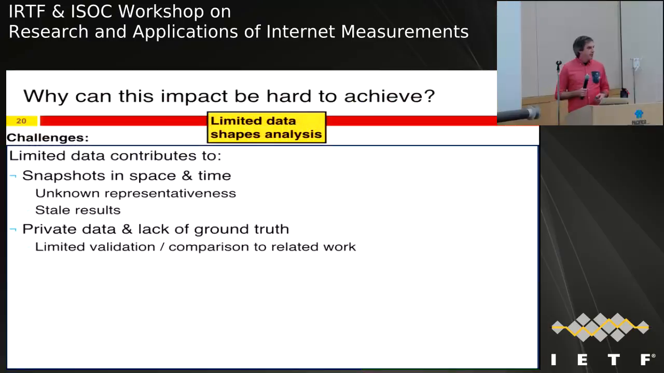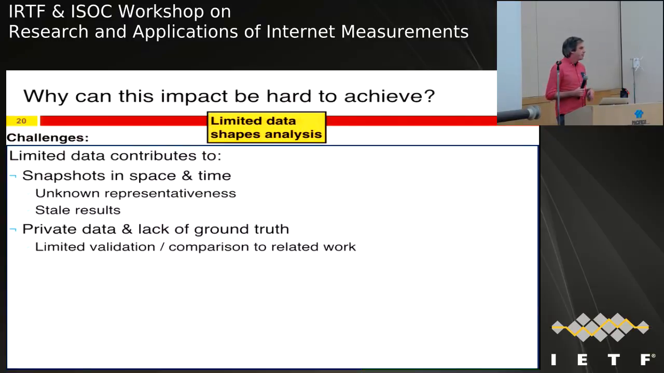For operational practice and standardization, we want to be able to answer things like, what issues actually matter? How much do they matter? And what can we do about them? The answers that you get to those questions can be heavily shaped by the data that you have available. And measurement studies are often constrained to small data sets or short windows in time. This limited data can both hamper the applicability of your results and result in subpar conclusions that maybe don't apply on a broader basis.